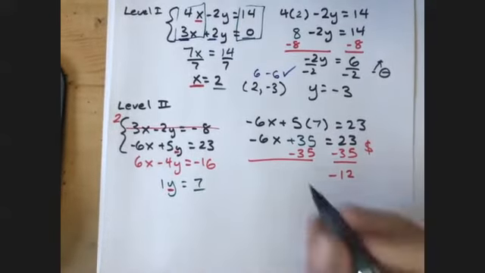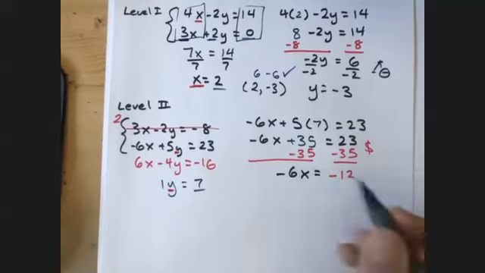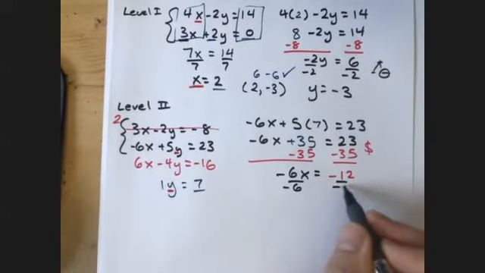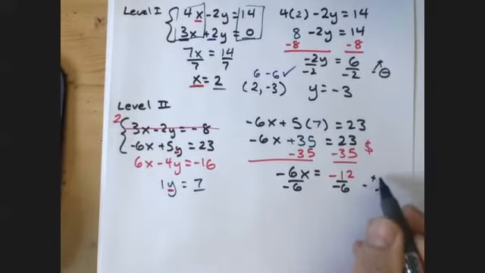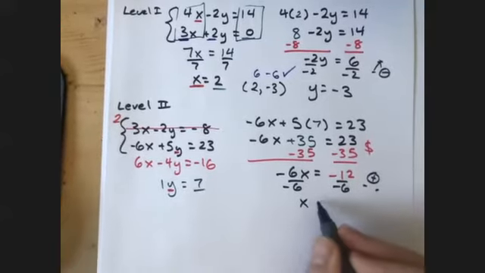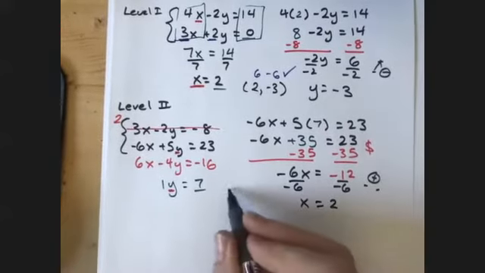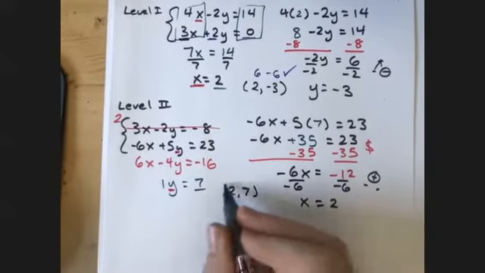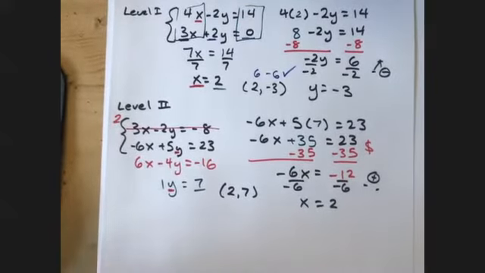And I bring down that negative 6x and divide by the coefficient of negative 6. A negative divided by a negative, well, Yoshi says that's a positive. And 12 divided by 6 is 2. So x value goes first, y goes second. So (2, 7) should be my answer, but I'm going to check.